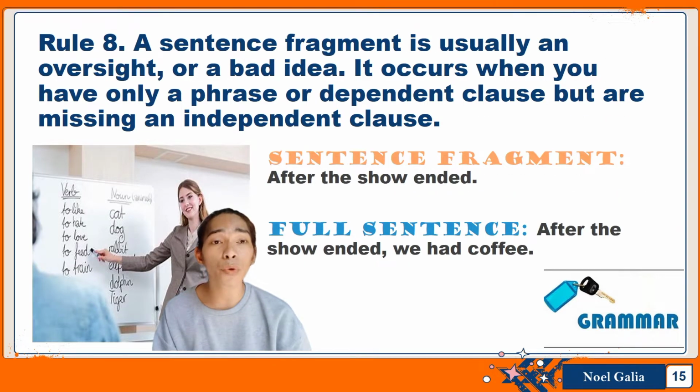And lastly, rule number 8. A sentence fragment is usually an oversight or a bad idea. It occurs when you only have a phrase or dependent clause but are missing an independent clause. Example, sentence fragment: after the show ended.